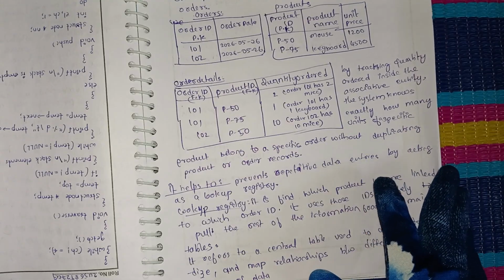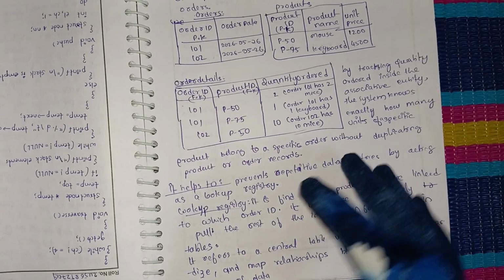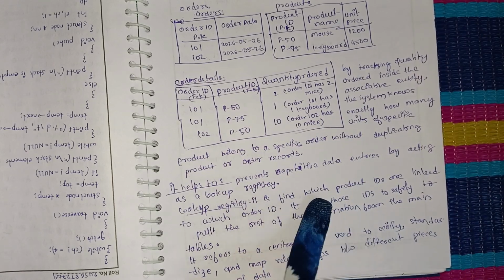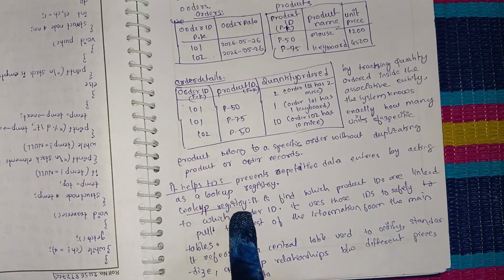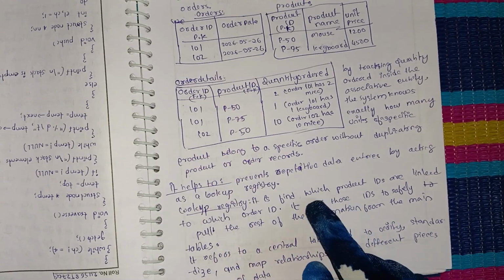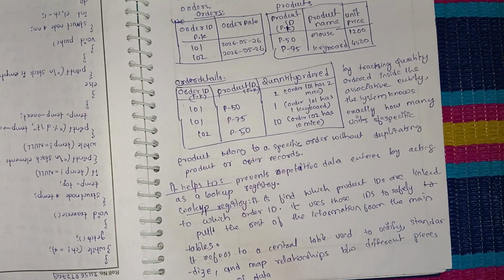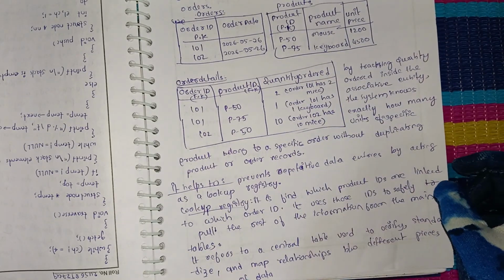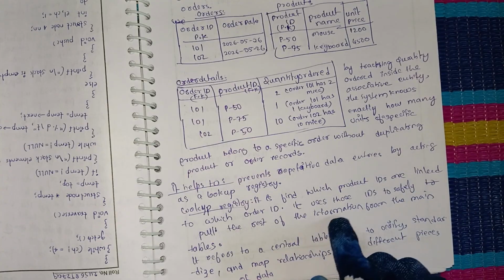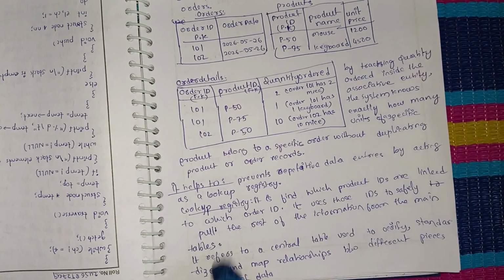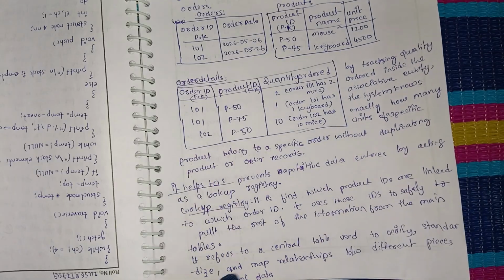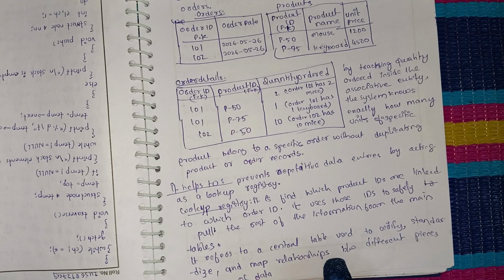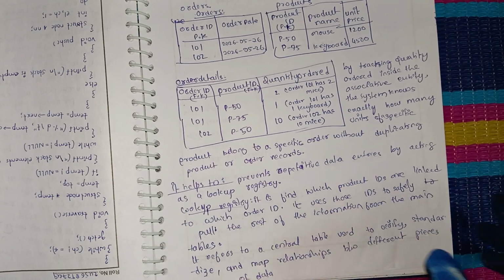Okay, so in the first example we can rewrite this statement as: we can use this lookup registry to find which students are linked to which courses, and it uses those student IDs safely to pull the rest of the information from the main tables, which are the course table and student table. And it refers to a central table used to verify, standardize and map relationships between different pieces of data.